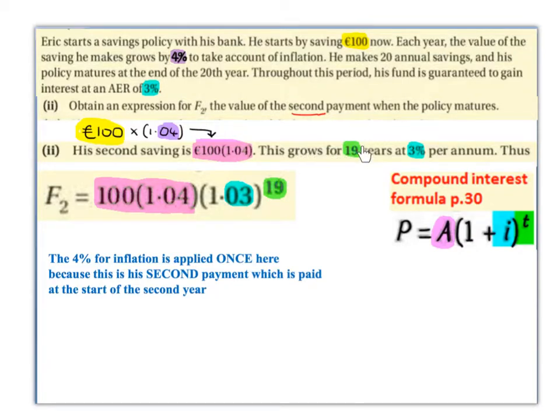This grows for 19 years, so T is going to be 19, at 3% per annum. So the I is going to be 0.03. So 1 plus 0.03 is 1.03. So we end up with F2 equals 100 times 1.04 times 1.03 to the power of 19. The 4% for inflation is applied once here because this is his second payment, which is paid at the start of the second year. So although it said in the question he makes 20 annual savings, the T is not 20 because remember this is his second year, his second saving. So in the second year there's 19 years left.